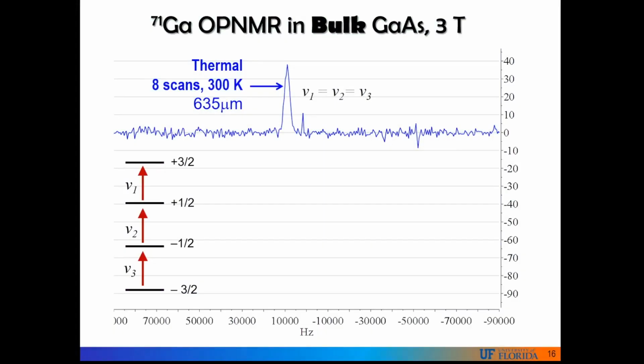And so here's the first experimental result that I'll show you. This is a thermally polarized NMR spectrum. It's gallium-71, and it's at room temperature, so you have a single line here. The line actually represents the overlap of the three possible transitions, delta MI equal plus or minus 1 transitions here. Because there is no strain, these transitions are degenerate.